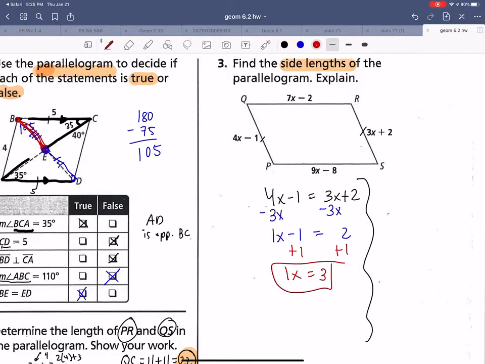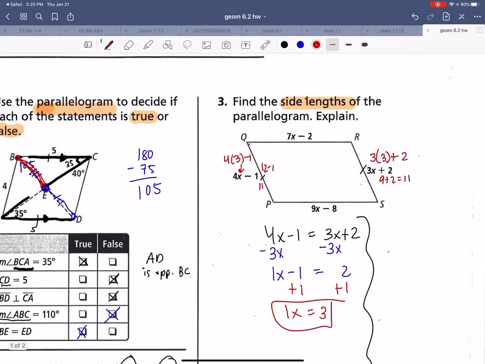So x here is 3. So if we plug this back in, 4 times 3, take away 1. 3 times 3 plus 2. Let's check how this works. So we got 12 minus 1 is 11. We have 9 plus 2, which is also 11. So the short sides, it says find the side lengths. So here's all the side lengths. QP is 11 and RS is 11.